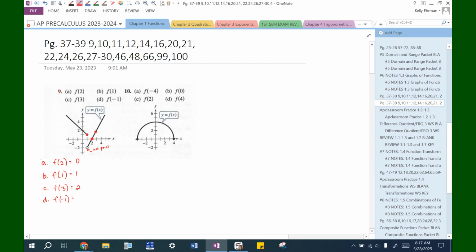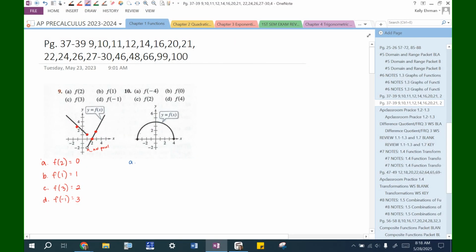So when the input is negative 1, where are we on the graph? Again, it looks to be 3, but use the slope to double check. This slope is up 1, left 1, so that's the slope of negative 1. So if you go up 1, left 1 again, yeah, you will land at 3.